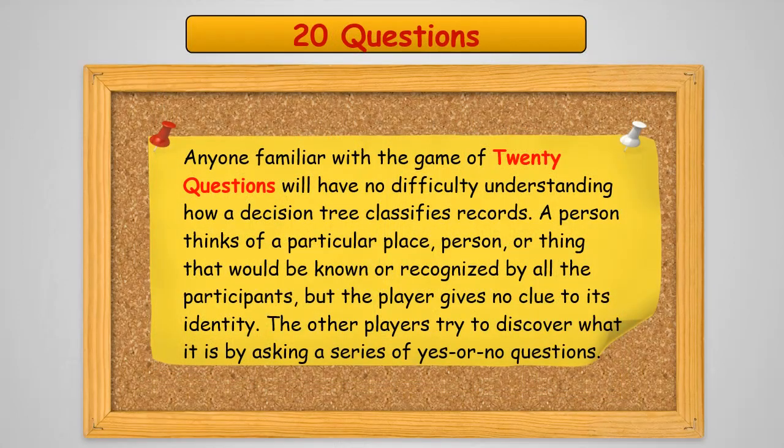Now, anyone familiar with the game 20 Questions will have no difficulty in understanding how a decision tree classifies records. A person thinks of a particular person, place, or thing that would be known or recognized by all of the participants. But the player gives no clue to its identity, so it can literally be a person, place, or thing. The other players try and discover what it is by asking a series of yes-no questions.